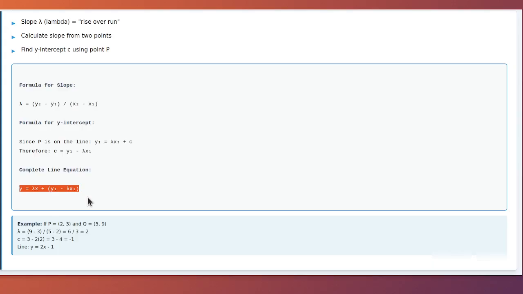It is worth noting that this only works if x1 is not equal to x2. If they are equal, the line is vertical, and the slope is undefined. That is a special case we will handle later when we talk about point doubling and the point at infinity. For now, we are assuming we have two distinct points with different x-coordinates.